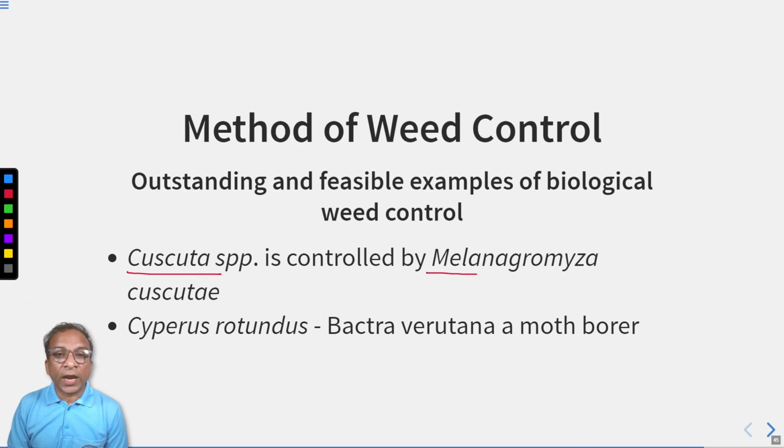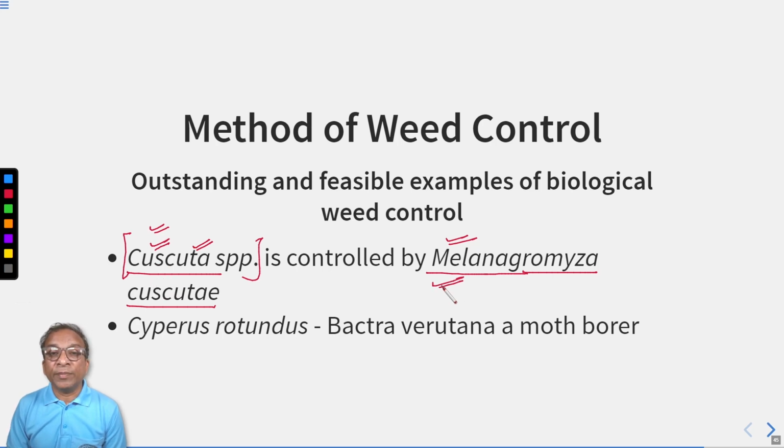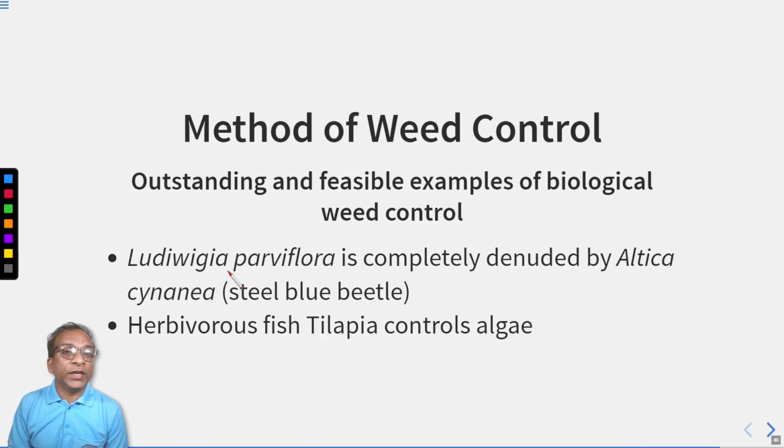Cuscuta species is controlled by Melanagromyza cuscutae. So this is an insect and this is the Cuscuta, that is a plant parasite. In Hindi we call it Amar Bel. So it can be controlled by this Melanagromyza. Cyperus rotundus, a grass: Bactra verutana, a moth borer, can control this grass. Ludwigia perennis is comparatively defoliated by Altica cyanea, a steel blue beetle.